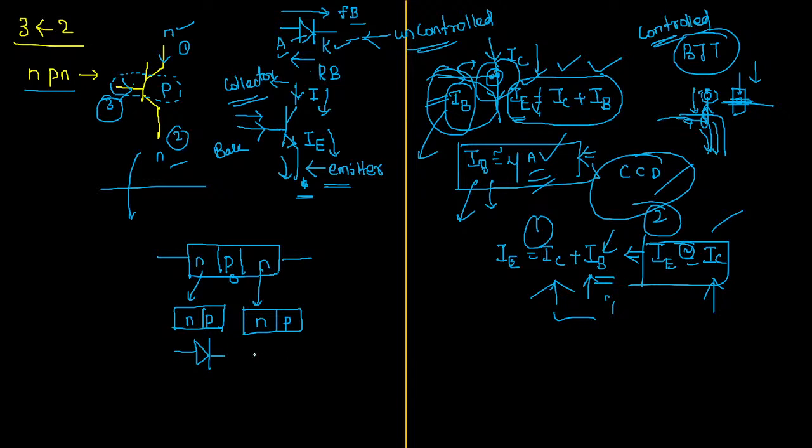Anode to cathode. Again, this is also anode to cathode. That is the way of representation.